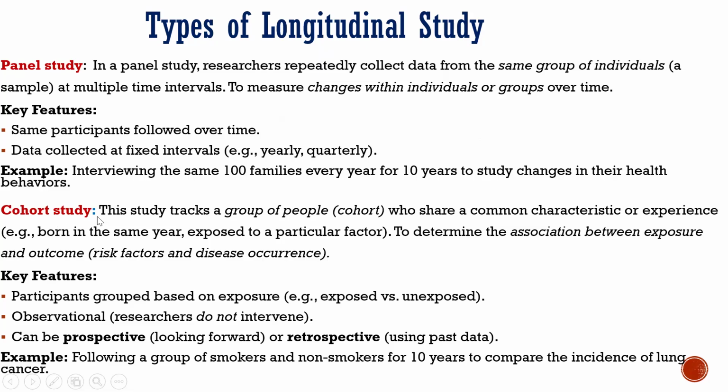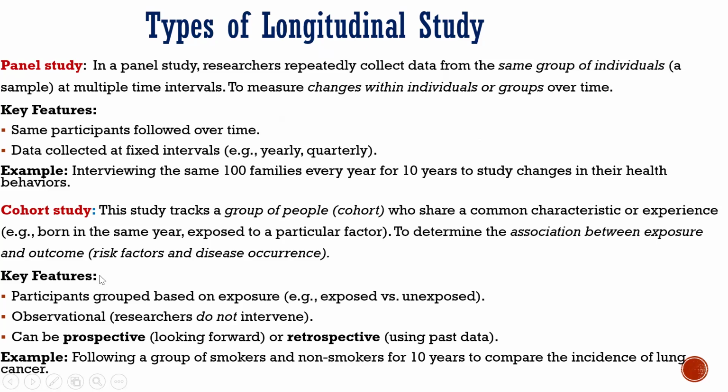So let's look at the cohort study. Do you see why I say that all cohort studies are longitudinal, but not all longitudinal studies are cohorts? So we have the cohort study as a type of longitudinal study. In a cohort study, the study tracks a group of people called a cohort who share common characteristics or experiences. For example, people born in the same year, or people exposed to a particular factor, for example smoking, to determine the association between exposure and the outcome, which is the risk factors and then disease occurrence.